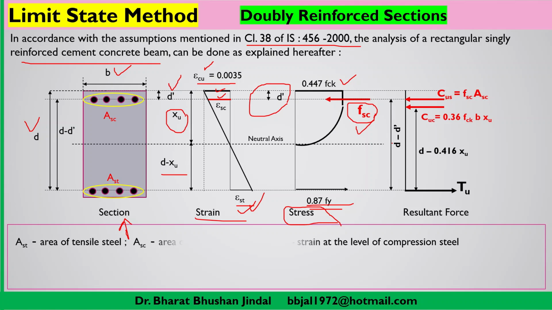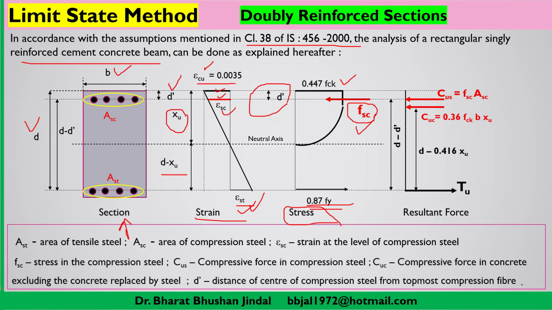So let us go one by one. AST is the area of tensile steel. ASC is the area of compression steel. Epsilon SC is the strain at the level of compression steel, which we have discussed. And FSC is the stress in the compression steel.